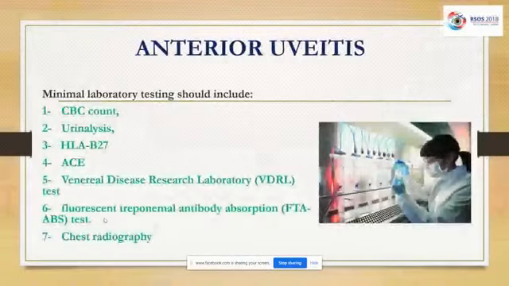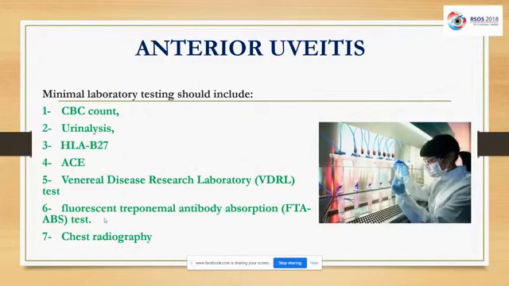The main laboratory testing for anterior uveitis include the full blood count, the urine analysis, the human leukocyte antigen B27, the angiotensin converting enzyme for those patients with sarcoidosis, the Venereal Disease Research Laboratory test and rapid plasma reagin for those patients suspected of sexually transmitted disease and syphilis, fluorescent treponemal antibody test for those patients suspected of syphilis, and chest radiography for those patients suspected of sarcoidosis and tuberculosis.